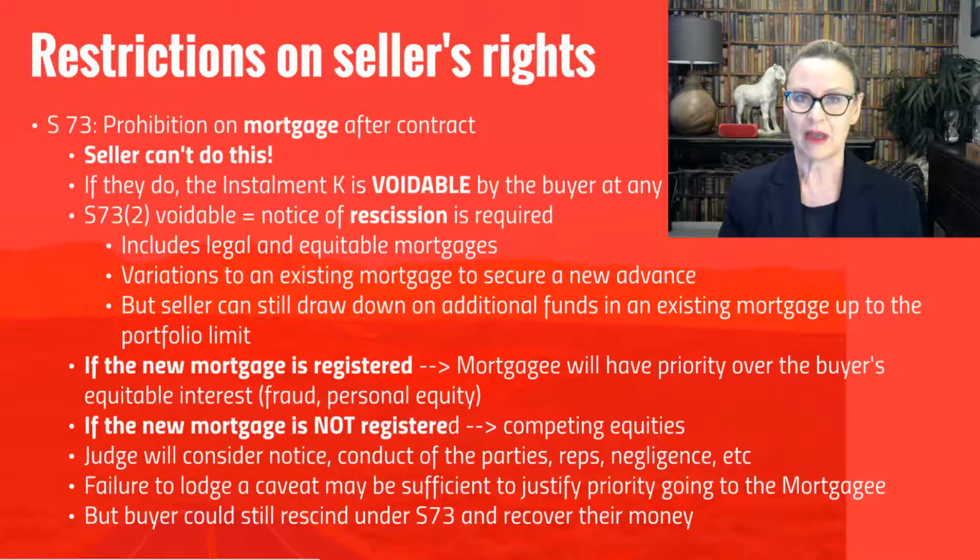What representations were made? Was there any negligence? And as I say on the second to bottom bullet point there, failure to lodge a caveat by the original buyer under the instalment contract may in fact be sufficient to justify the priority going to the end buyer, because basically what you're doing by not lodging a caveat is you're equipping the seller with the instrument of fraud. So you're enabling them to go and sell to another party.